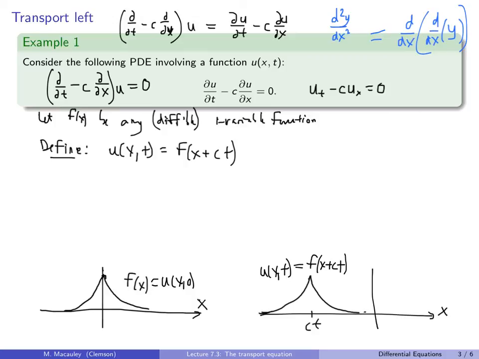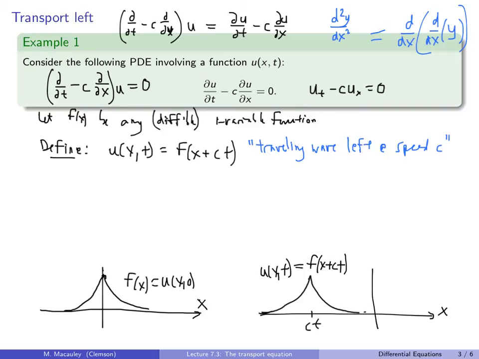So this thing here is a traveling wave left, L-E-F-T, left at speed c. And I claim that for any function f, this thing satisfies this equation. And that's why it's called the transport equation to the left, because it transports this function to the left at speed c.